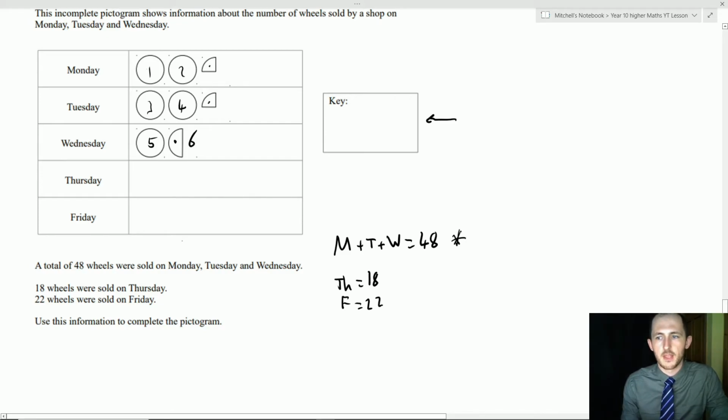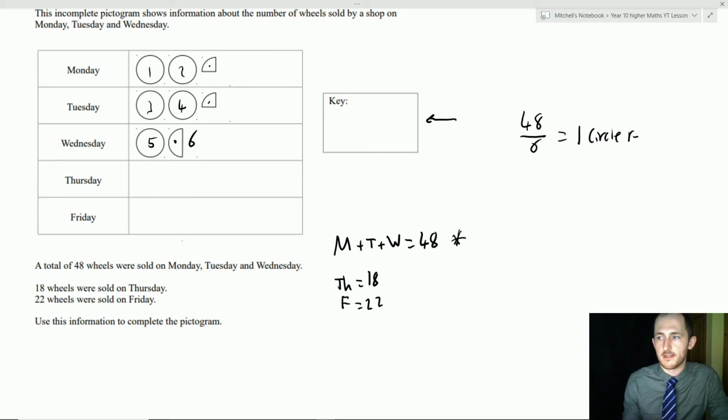So in other words, 48 divided by 6 will give me how much 1 circle represents. Hopefully that makes sense. I'm just going to give you a second to digest that information. Make sure you're all 100% okay with that. Then hopefully from your multiples you know that this is equal to 8 wheels.